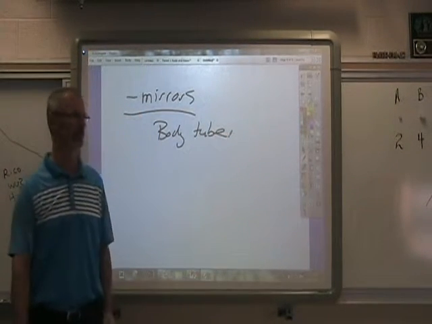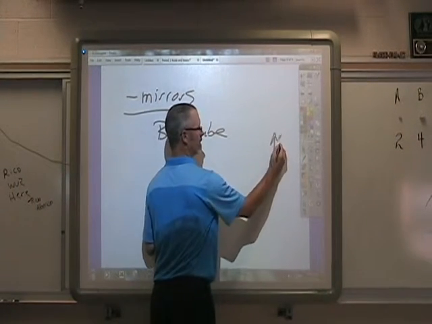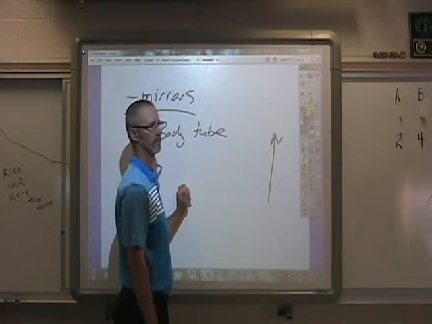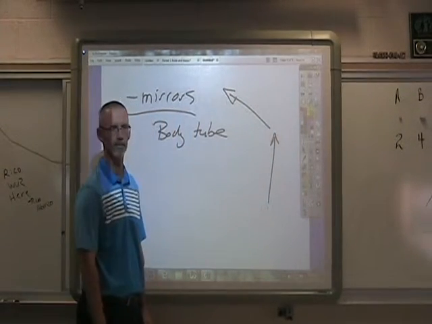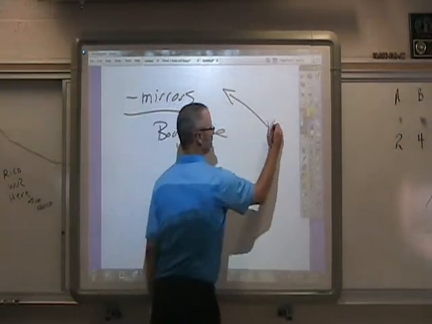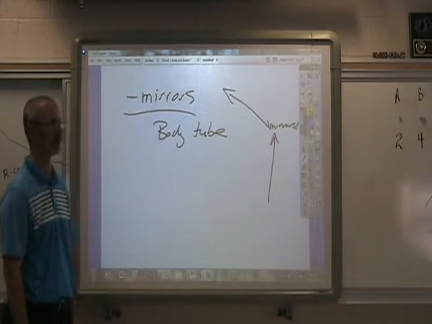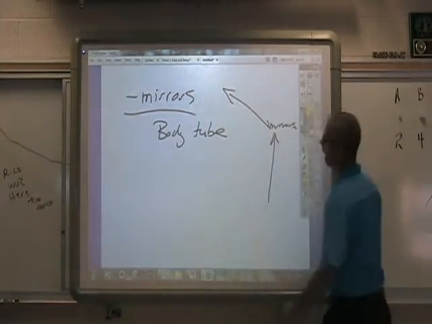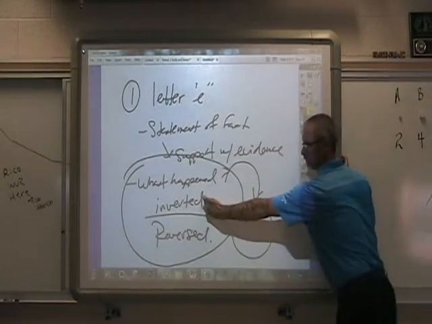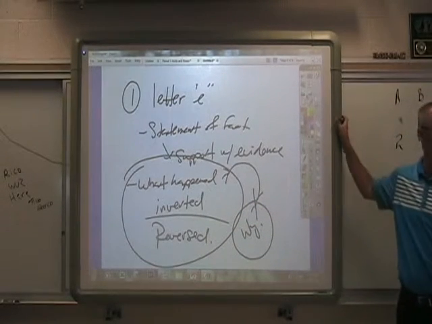Why does the microscope need mirrors? Watch this. Light and image come up this way. Eyepiece at a different angle. Mirrors transfer the image to the eye at a different angle. Because they use mirrors in the body tube, what happens to the image? It's inverted and reversed.